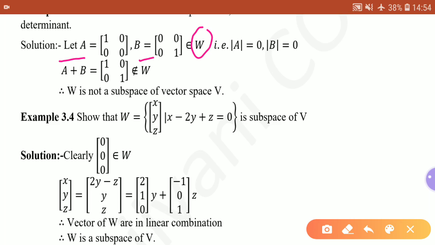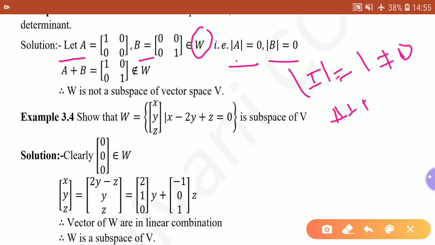Okay, so clearly we have taken two elements of the set W whose determinant is equal to 0. Now if you add them, you can see that their addition is the identity matrix, and we know the determinant of the identity matrix is equal to 1, which is not equal to 0. As the determinant is not equal to 0, this A plus B will not belong to W. It doesn't belong to W, which means this set W is not closed under addition, hence W is not a subspace of a vector space V, that you can claim.